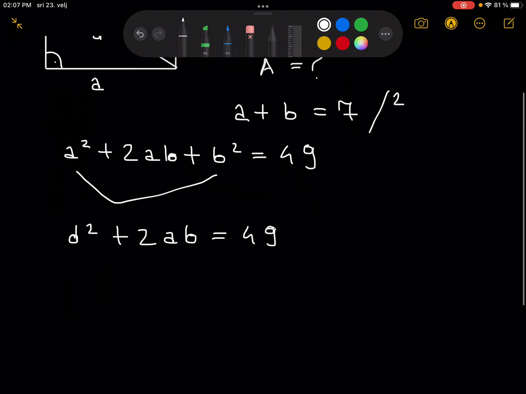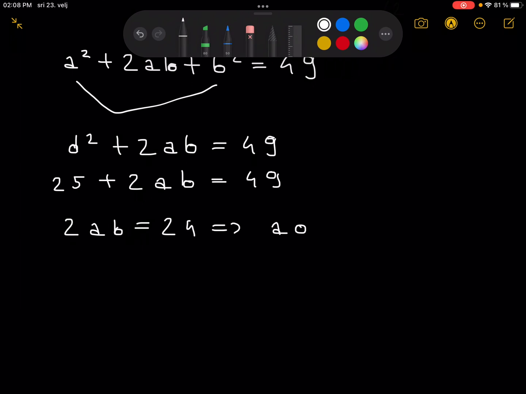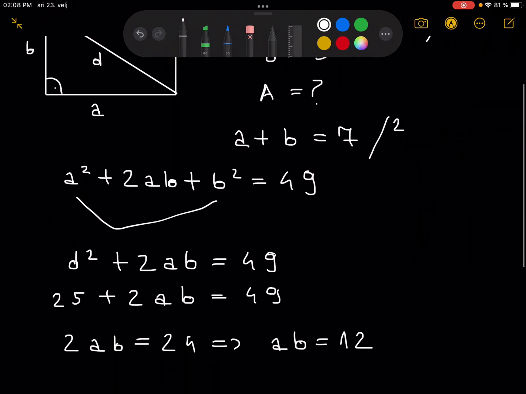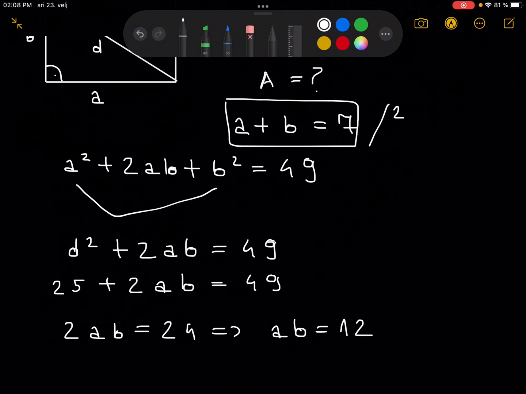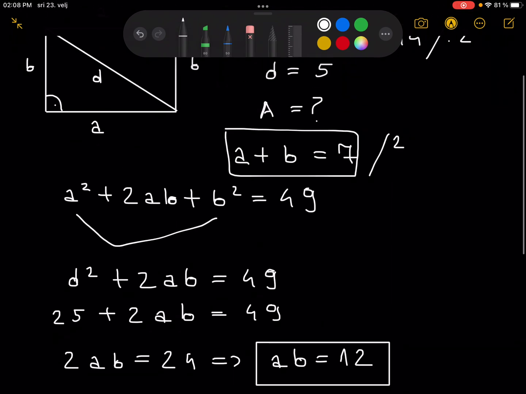Now we know that D is equal to 5, and once we square it, we'll get 25 plus 2 times A times B is equal to 49. Or, in other words, 2AB is equal to 24, or AB is equal to 12. Okay, that's going to help us. So we know that A plus B is equal to 7, and that A times B is equal to 12.